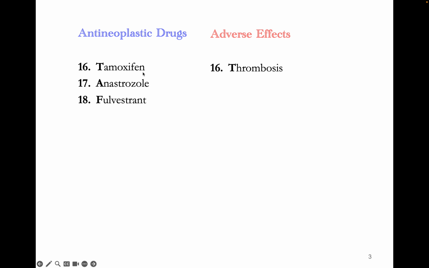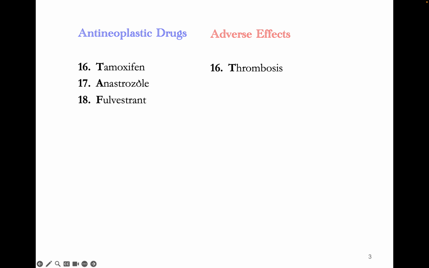Its classic adverse effect is thrombosis. Tamoxifen increases the hepatic secretion of clotting factors. Patients who take tamoxifen are at risk of DVT, that is deep vein thrombosis, and or pulmonary embolism.